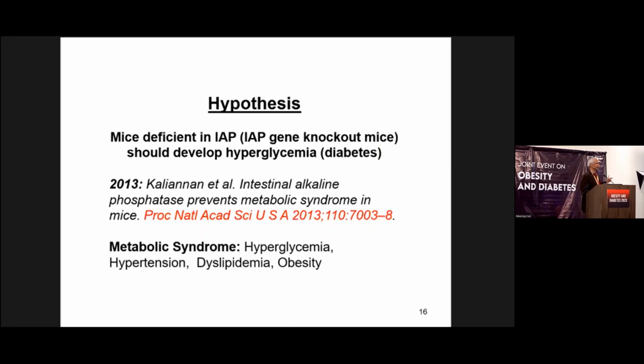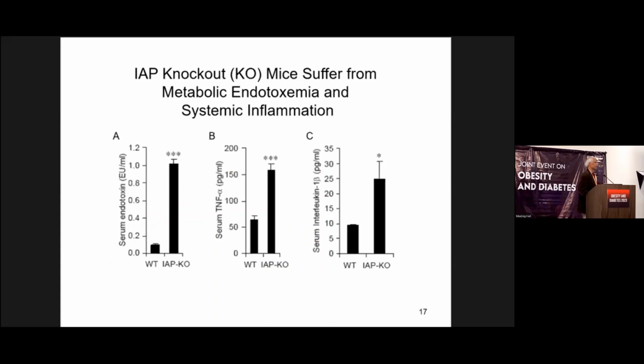And then the hypothesis was that mice deficient in the IAP gene, the knockout, do not produce any alkaline phosphatase, so they should develop hyperglycemia or diabetes. So we did that study, and it was published in Proceedings of the National Academy of Sciences. We saw that in wild-type mice, the serum endotoxin level is very low, and IAP knockout mice had very high serum endotoxin. Also the pro-inflammatory markers TNF-alpha and IL-1 beta were high in the IAP knockout mice.